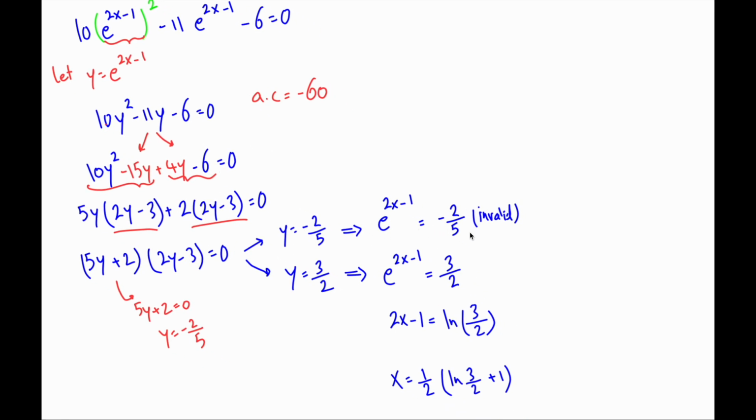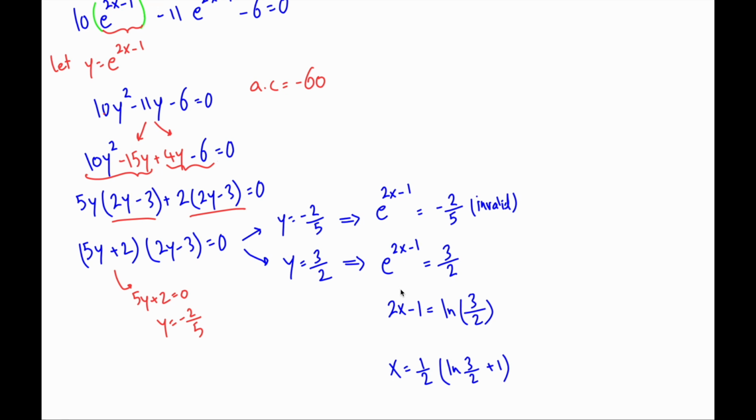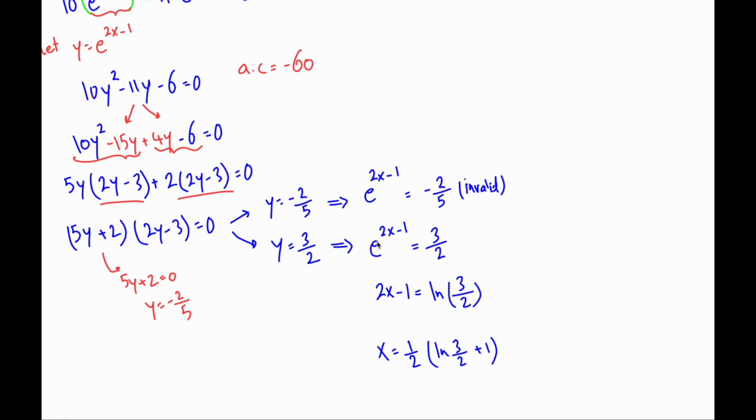For the first solution, actually, this is invalid because exponential functions can never be negative. For the second one, however, it's valid. You can continue. Same thing. I want to remove e. I have no choice but to take the natural logarithm from both sides.